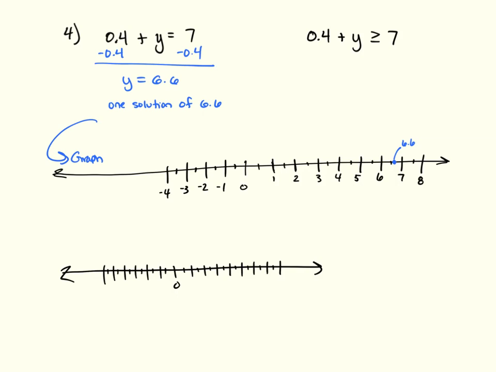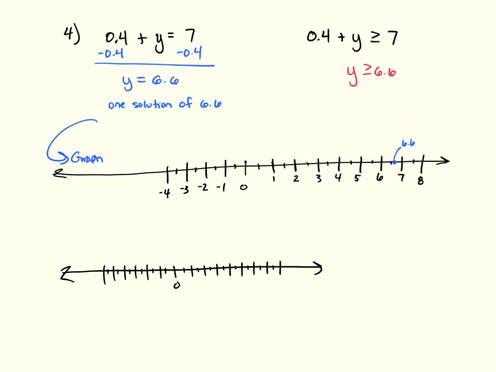Go ahead and copy everything you see for problem number 4. Press play to resume to solve the inequality. Okay, we already know, since our variable is on the left-hand side, to continue that down. And we know that 6.6 is the solution from number 4, or from the equation. So let's go ahead and graph this.